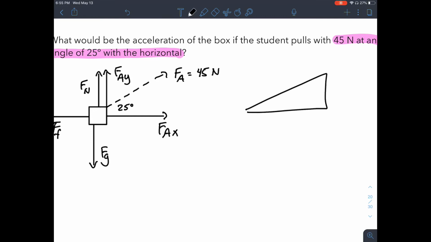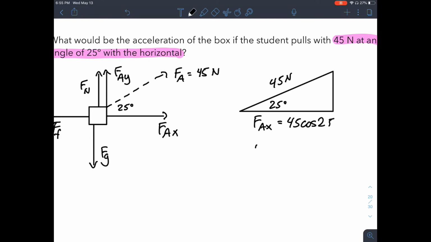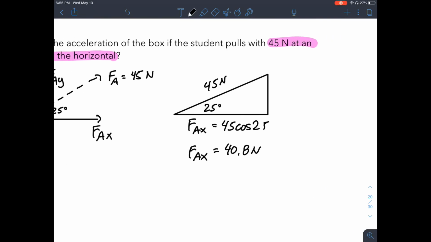So we can jump here right away. We're really good at vectors right now. So we've got a 25-degree triangle right here. We know they're pulling with 45 newtons. We've got our FAX over here, which is going to be equal to 45 times the cos of 25. So our FAX value is going to be a whopping 40.8 newtons. And if we do exactly the same trig, our FAY is going to be 45 times the sine of 25, which is going to equal 19 newtons.